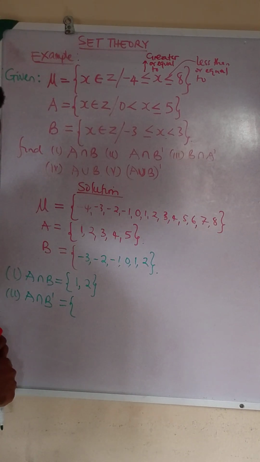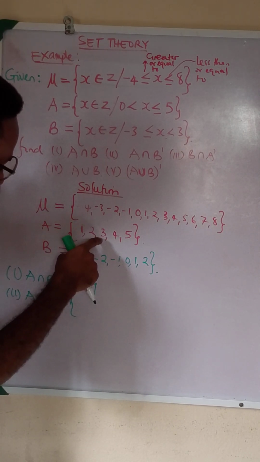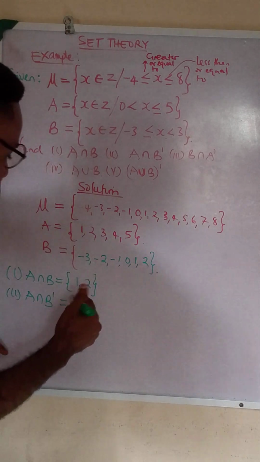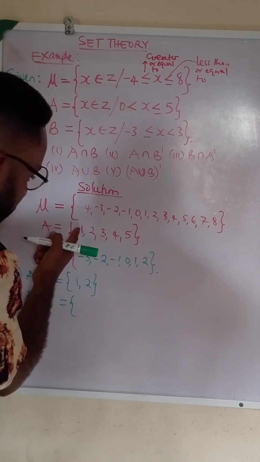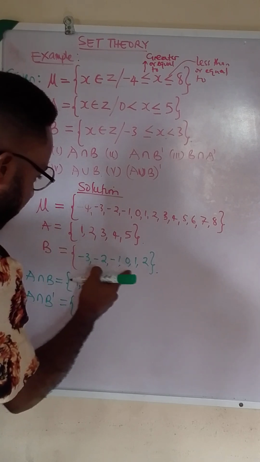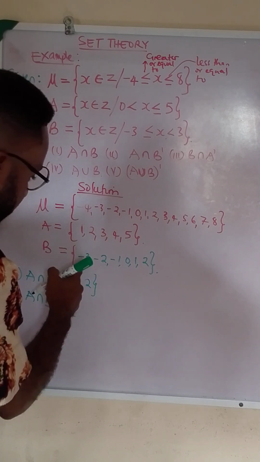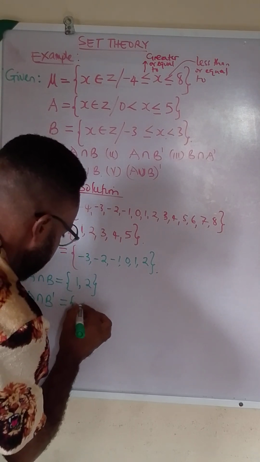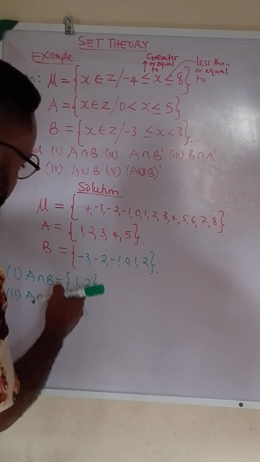So what are the elements we have in A that are not in B? Let's check. We have 1 in A and we have 1 in B. We have 2 in A, we have 2 in B. But we have 3 in A and we don't have 3 in B. So 3 is one of the elements that is in A that is not in B.